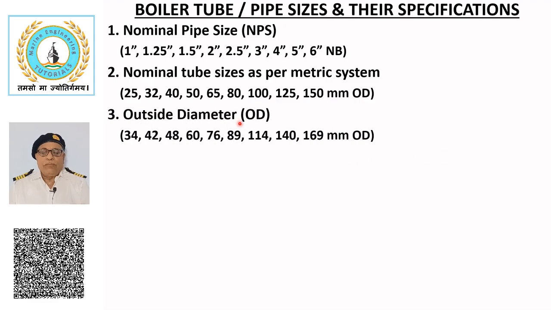Outside diameter. Whether following the British or American system, boiler tubes have a standard outside diameter depending on the application. Common outside diameter sizes are 34 mm, 42 mm, 48 mm, 60 mm, 76 mm, 89 mm, 114 mm, 140 mm, 169 mm and larger.